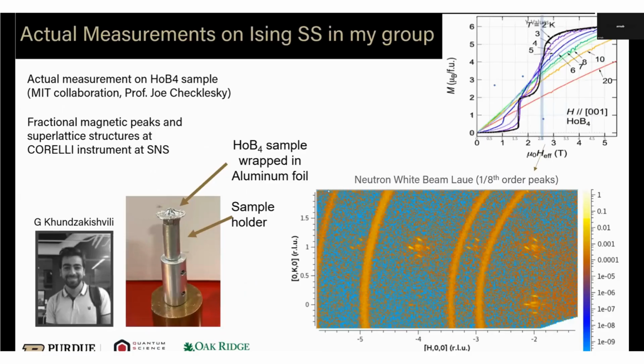One research that I'm doing is to look at a sample of holmium tetraboride, which is a collaboration we are having with Joe Checkelsky's group at MIT. We went forward and measured this material using the neutron Laue technique, using an instrument called CORELLI at Oak Ridge National Lab. And we see these 4 peaks right here. Can you see these 4 peaks? This is the reciprocal lattice, and higher intensity is more yellow. Ignore these rings; they come from the sample holder. But what we see are these 4 peaks.